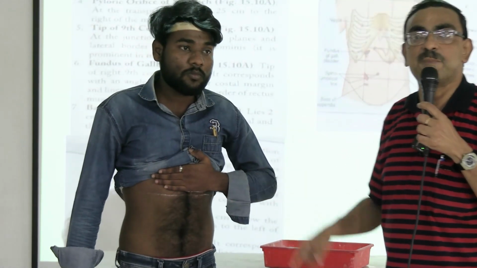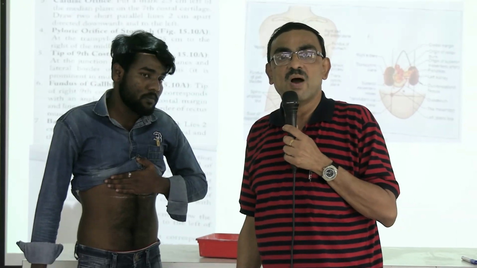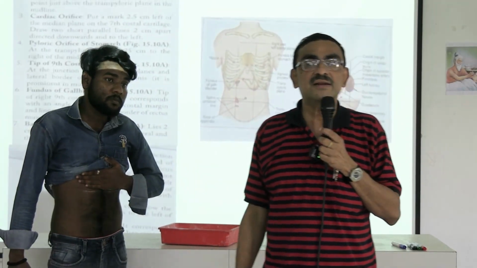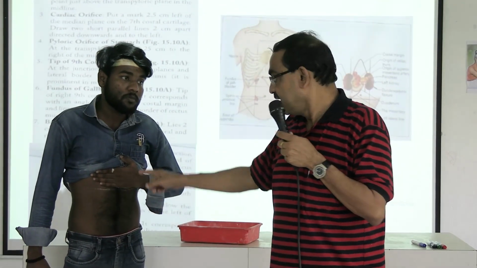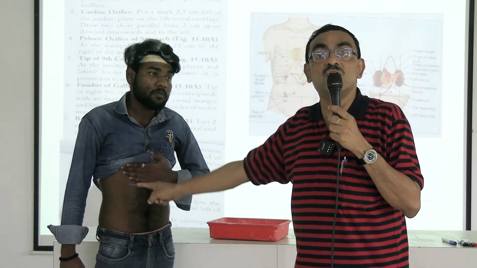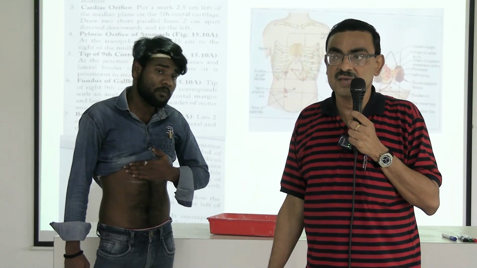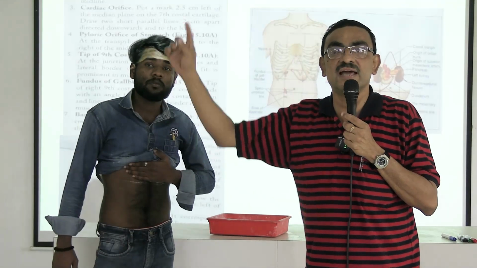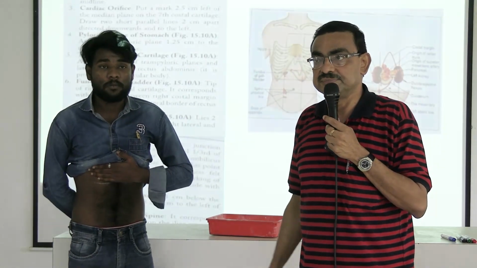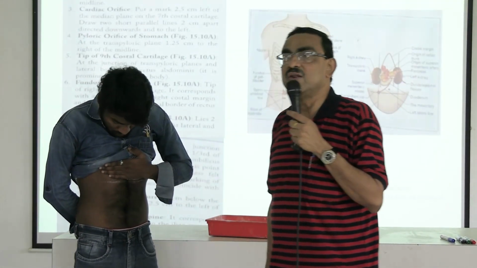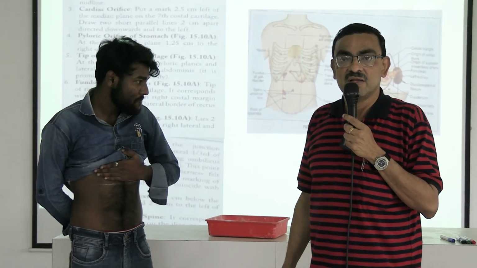This is the transpyloric plane. Why is it called the transpyloric plane? Here we will get the pylorus of the stomach. There are two ends, one is the cardiac end, one is the pyloric end. So we can get the pylorus.